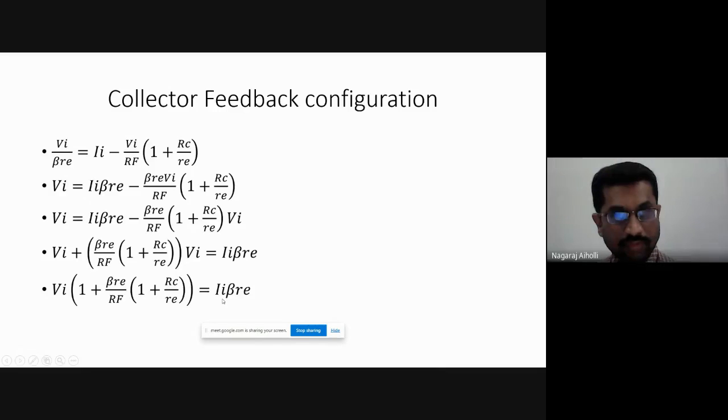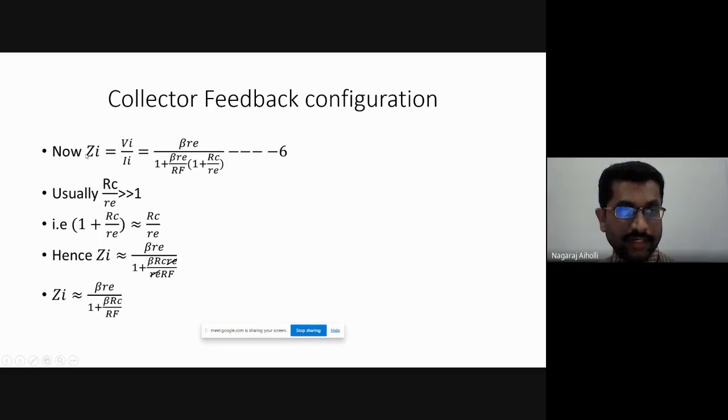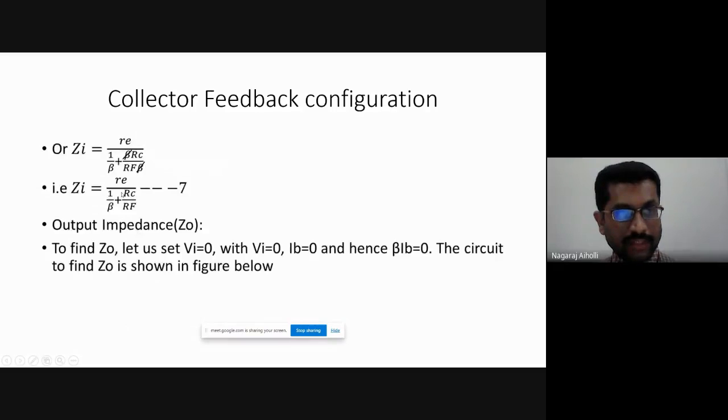Once we get the equation in the form of VI and II, VI by II is our input impedance ZI. Then RC by RE is greater than 1. Therefore, R1 plus RC by R is simply RC by RE. Substitute that, then simplify and divide numerator and denominator by beta, so that we get the equation in the simplified form as ZI is equal to RE divided by 1 upon beta plus RC by RF. This is how we have to get the equation for the input impedance.